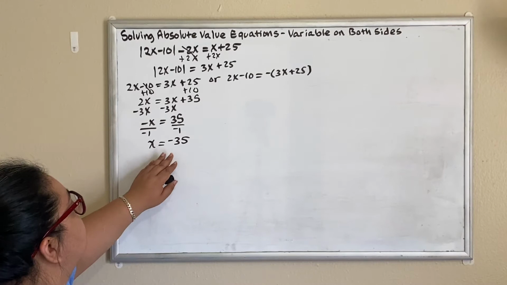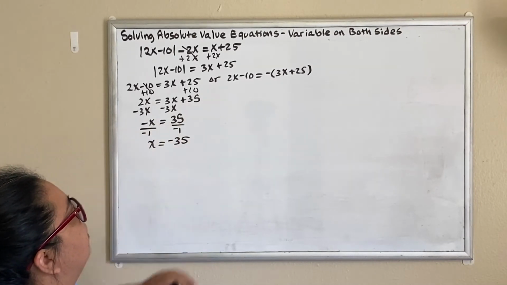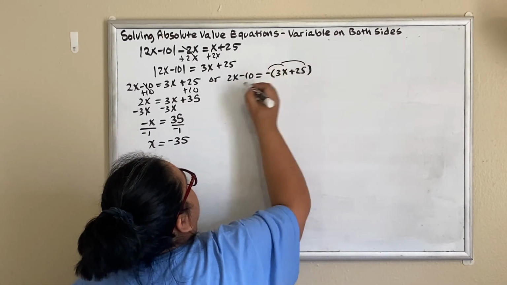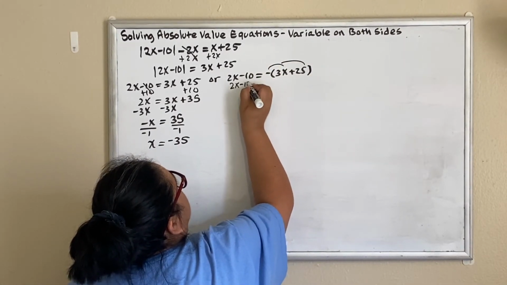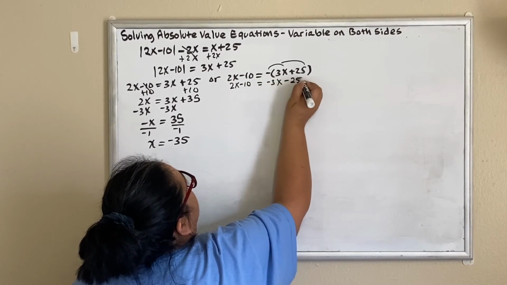So there's one solution, and we'll come back to it, okay? We need to check that. Let's check our other solution over here. So we're going to distribute this negative, and we're going to get 2x minus 10 equals a -3x minus 25.